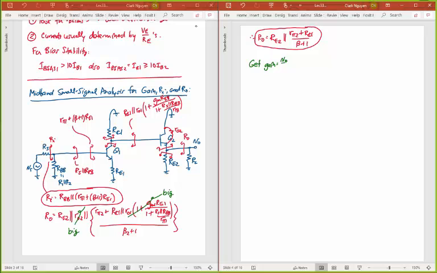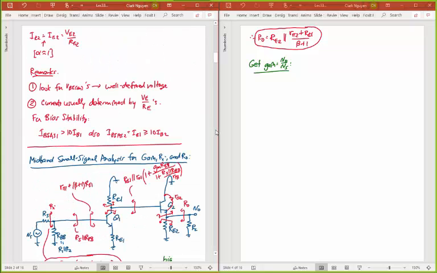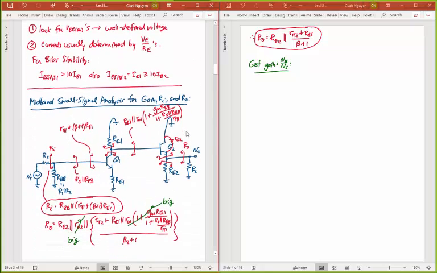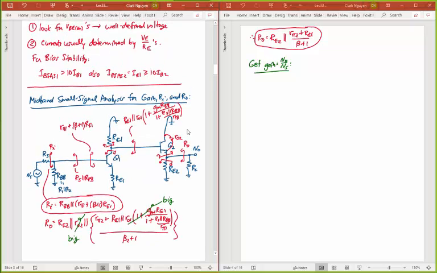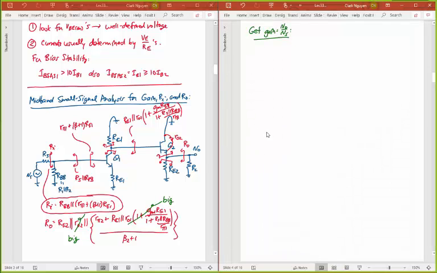And of course the gain is V naught over Vs. So that's what I want. I want the gain, and now I do want to go back here and get back to the circuit, to the small signal circuit. There it is. And so remember, to get gain, I'm doing node to node analysis. Okay, that is okay. So I'm doing node to node analysis to get the gain.